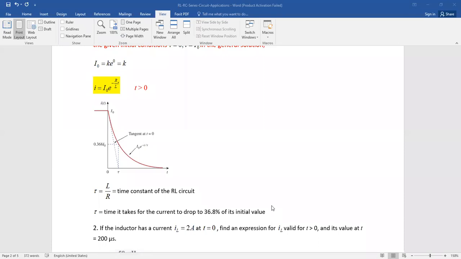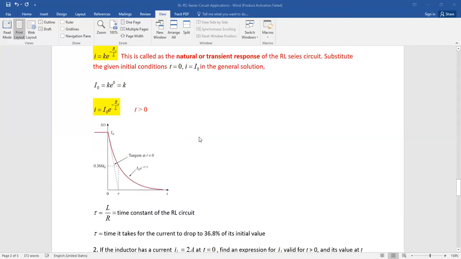Like, when will the current be 36.8% of its initial value? If you did not know this concept, then you wouldn't know that actually it's just the ratio of the L and the R. So all you have to do is divide the L by the R, and that gives you the time when the initial current drops to 36.8%. We refer to this time as the time constant, and it's always in seconds, just like all the time values that we are substituting in our circuit applications concerning, of course, RL, RC, and all the other circuits.